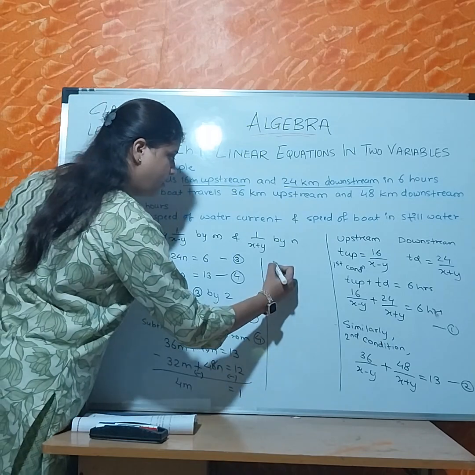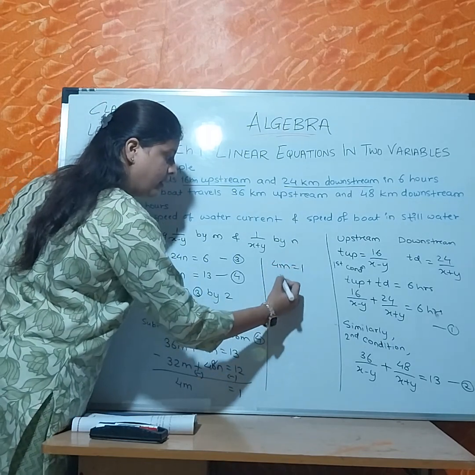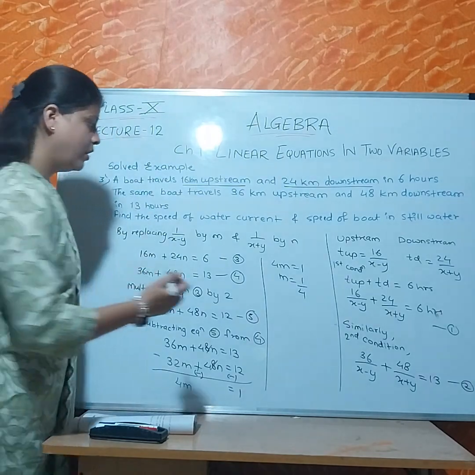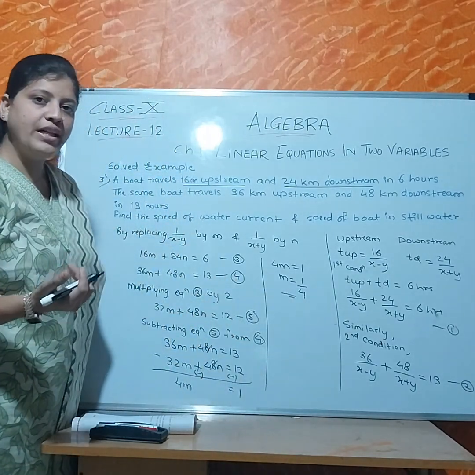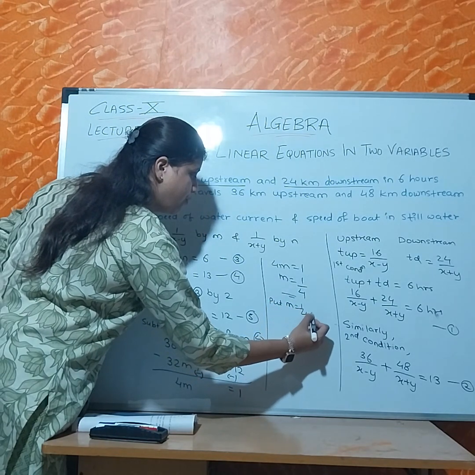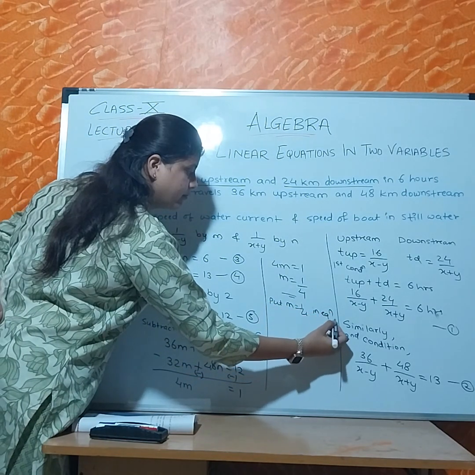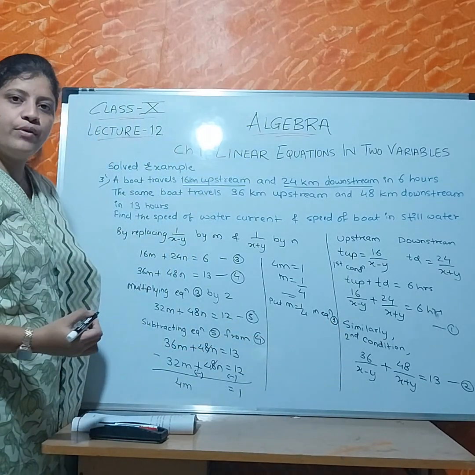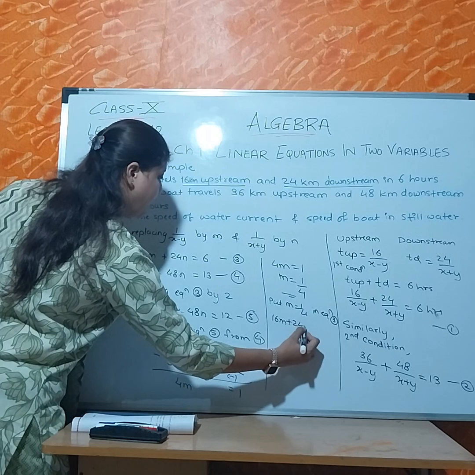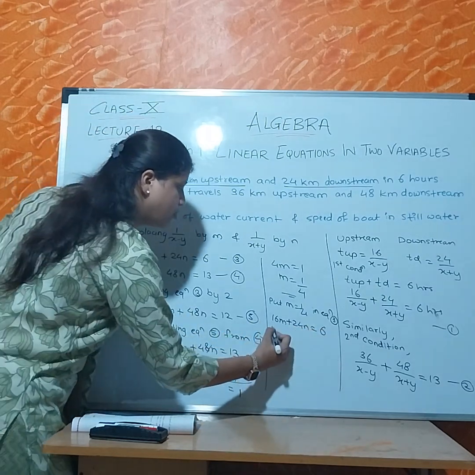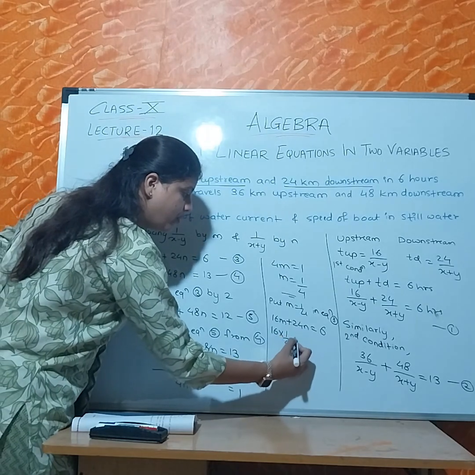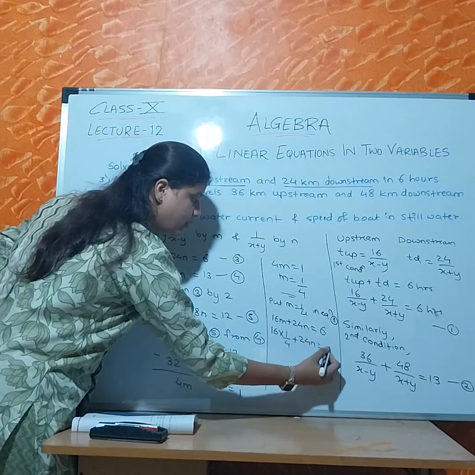So what we will get? 4m is equal to 1, m is equal to 1 upon 4. So we got the value of m. How to find the value of n? Put m is equal to 1 upon 4 in equation 3. So what is our equation number 3? 16m plus 24n is equal to 6. So 16 into m is equal to 1 upon 4, 16 into 1 upon 4 plus 24n is equal to 6.